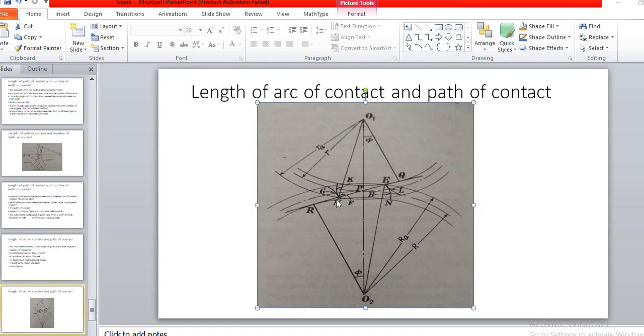So this EF is a combination of EP plus PF. Now PF we can write as FQ, the total distance F to Q, minus PQ. After subtraction this gives the distance PF. So FQ we can calculate from this triangle.